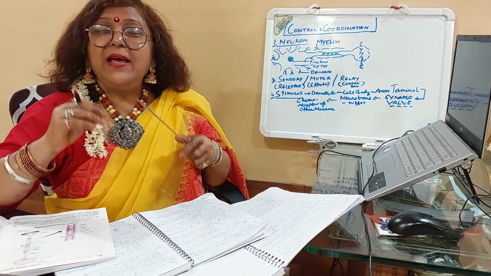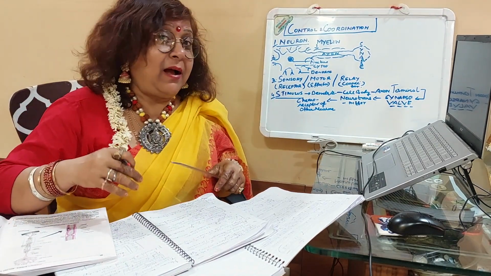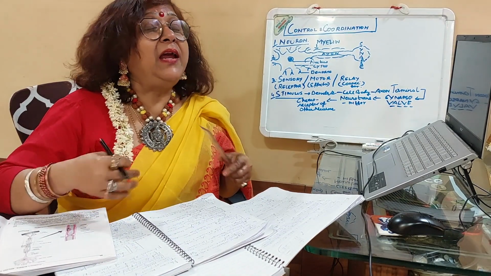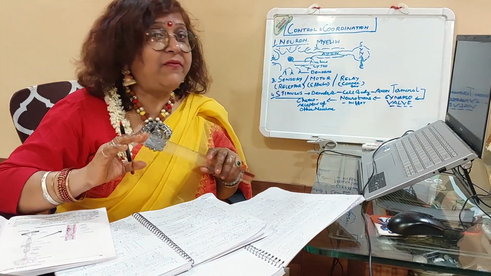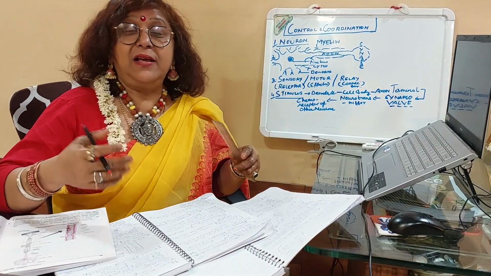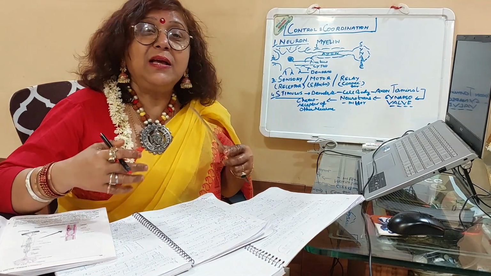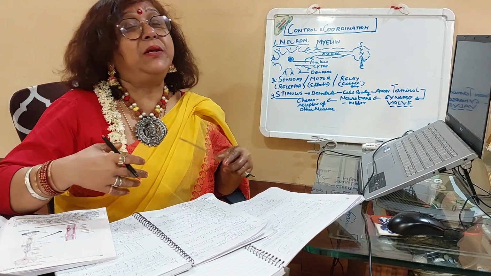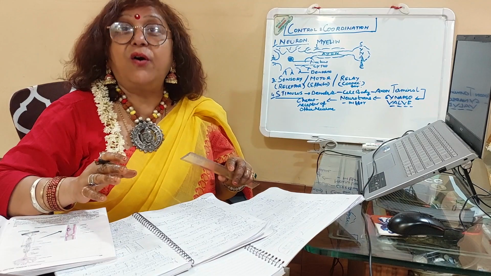Okay, and this neuron has some basic properties. This neuron uses glucose as its respiratory substrate. This neuron cannot divide further. Once it is formed after birth, it will not divide. It will die if it doesn't get oxygen. That's why the brain cells require maximum oxygen, because oxygen is the raw material for them to remain alive. If injured, they cannot be formed again. That is the characteristic of the neuron.